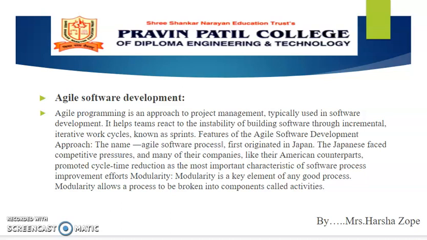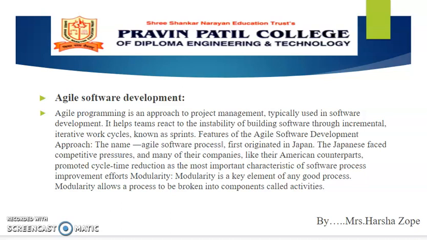Fourth, business people and developers must work together throughout the project. Fifth, motivate the people who are building the project. Sixth, working software is the primary measure of the progress of software development. Seventh, the agile software development approach promotes constant project development.